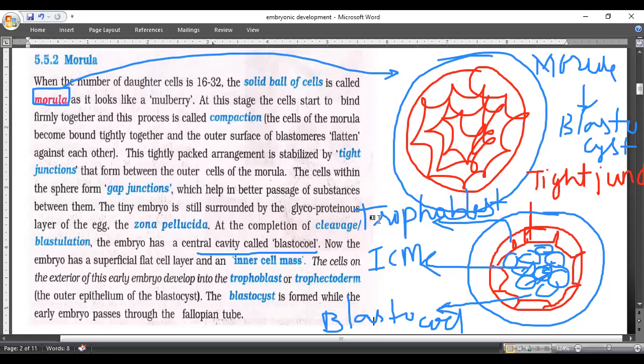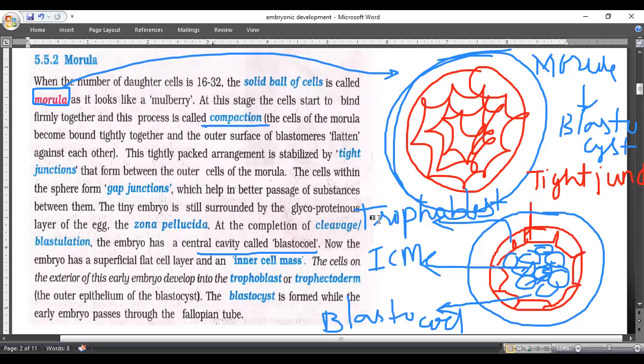When the number of daughter cells is 16 to 32, the solid ball of cells is called morula. This is the morula. It looks like a mulberry. At this stage, the cells start binding firmly together, and this process we call compaction.